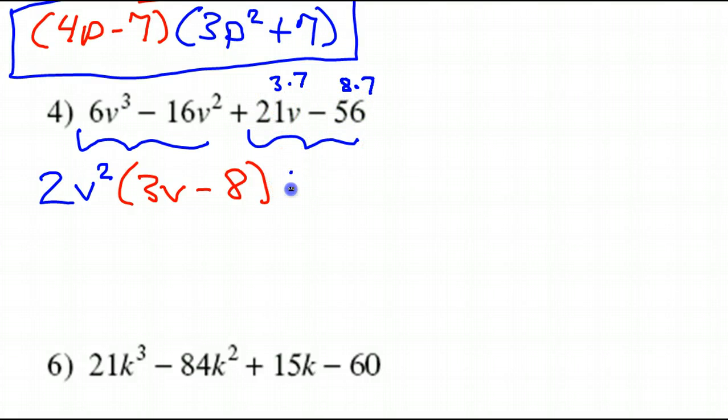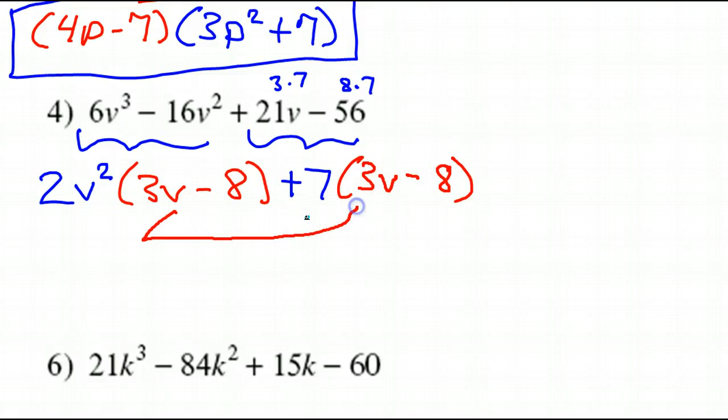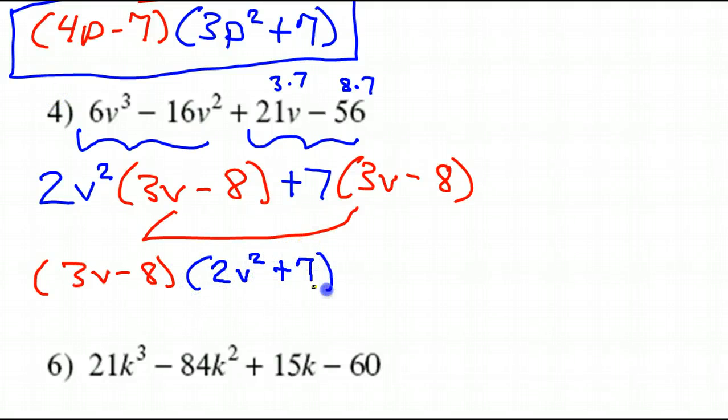All right, so I'll put a plus, and I'll bring out the 7. Now that's going to leave behind 3v minus 8. Oh, look at that. What a coincidence. We have a common factor, so we need to bring that out front. So that'll make 3v minus 8. If I take the red away, it's going to leave the blue. So that's why I will have 2v squared plus 7.